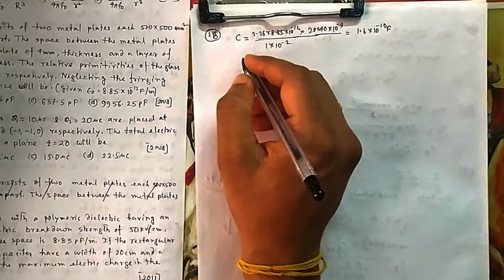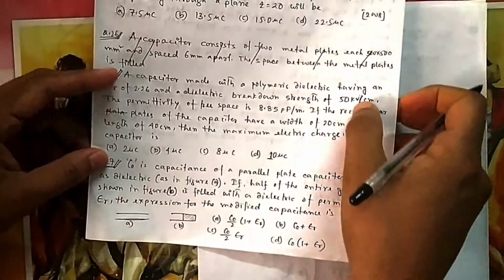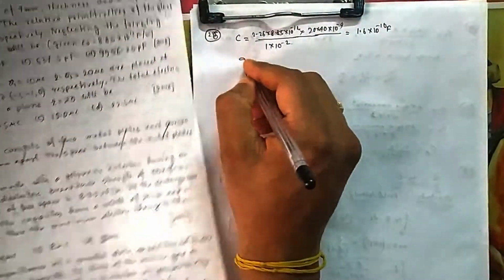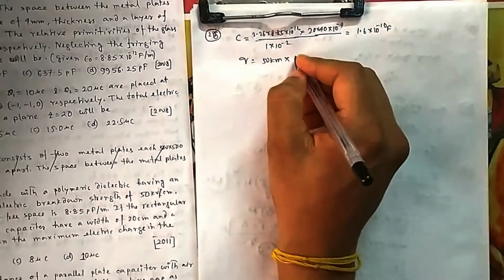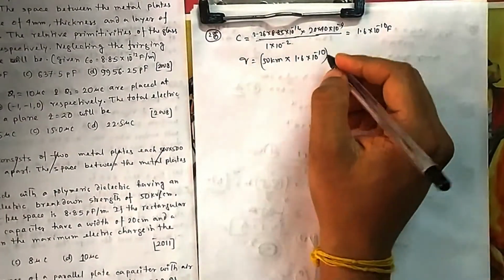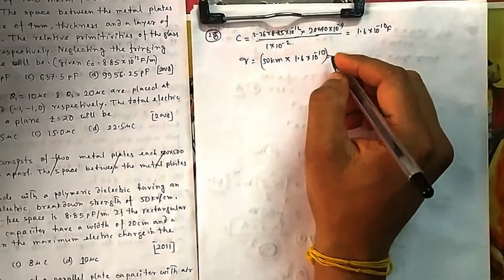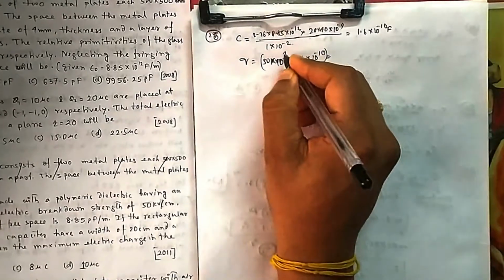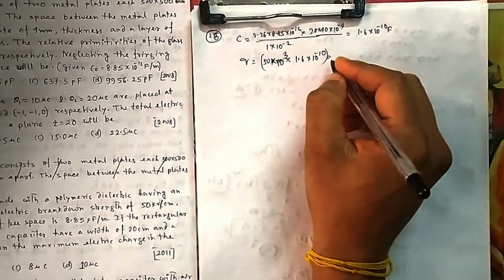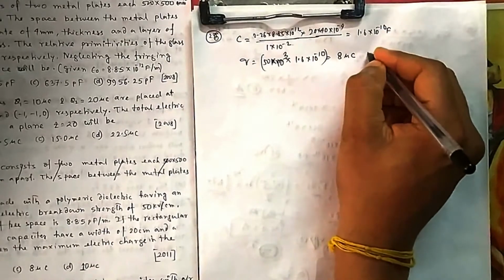Now once you know C, but this is for 1 centimeter, so the voltage is also for 1 centimeter. Per centimeter you are giving 50 kV. So the charge that you can store is 50 kV per centimeter, and this is also per centimeter, so you can multiply it. If you multiply it, you will get 50 into 10 to the power 3 times the capacitance, so it is 8 microcoulomb. That is your option C.